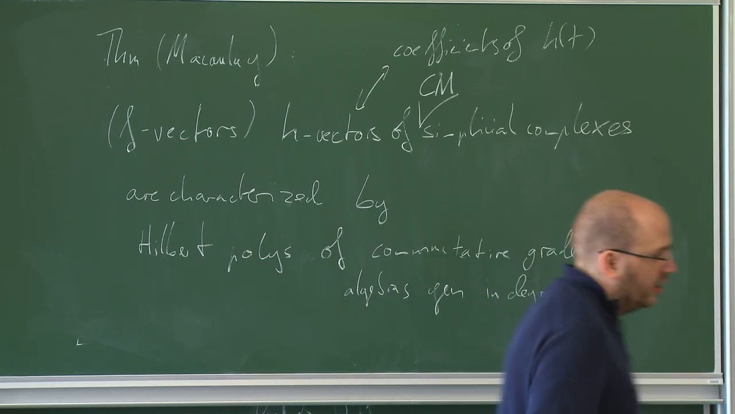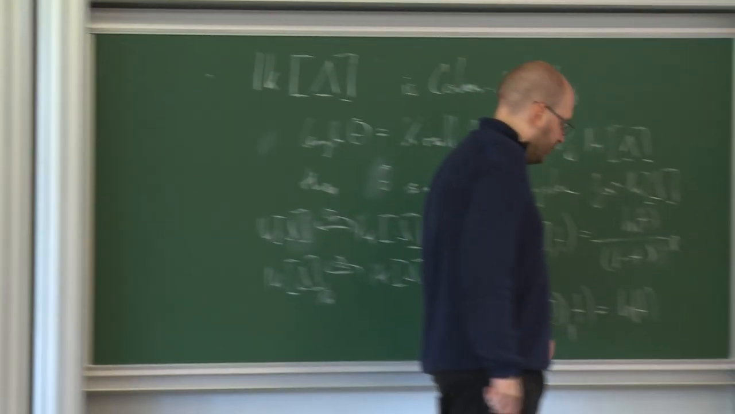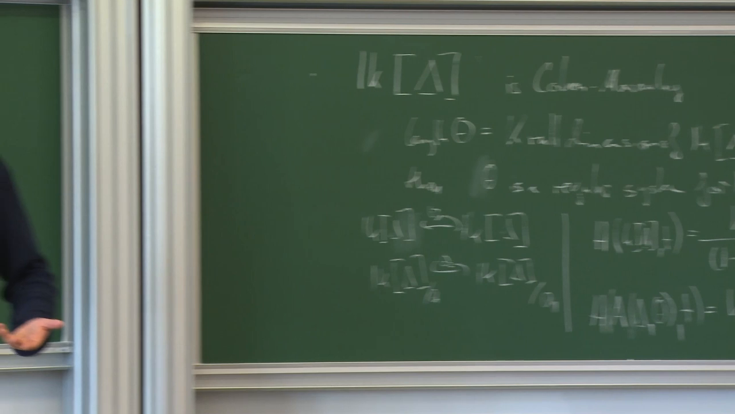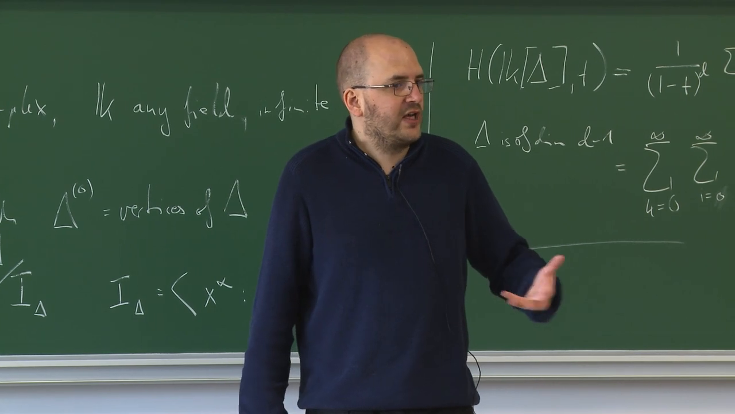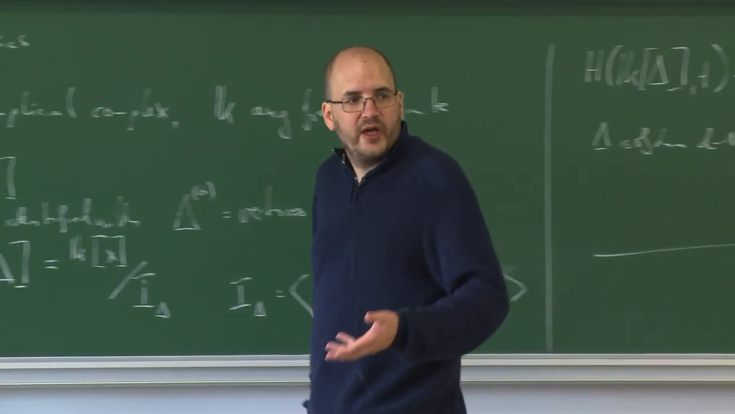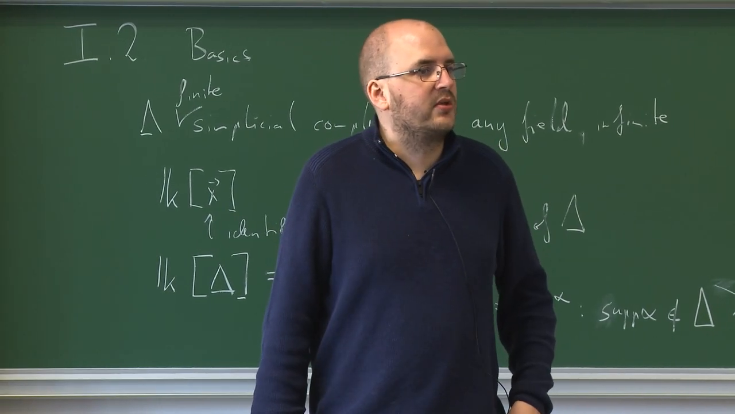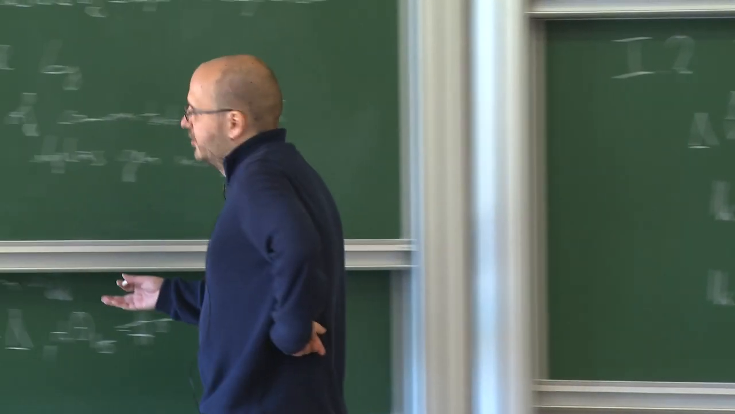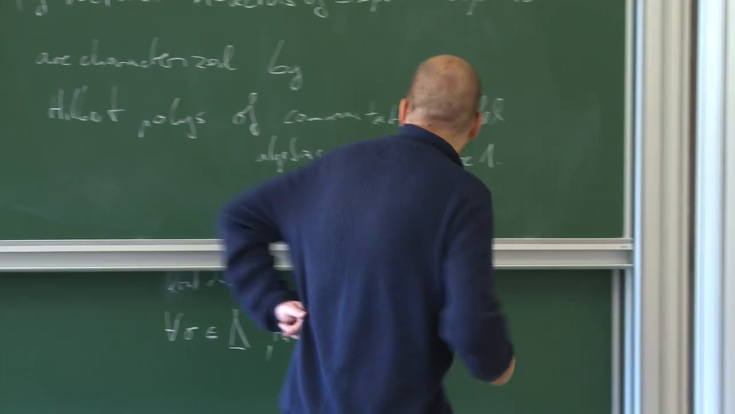I mean, one direction we already saw, because the Hilbert series is such a polynomial, clearly it has to satisfy this. The non-trivial direction is that for every vector that I get this way, I can construct a simplicial complex that is Cohen-Macaulay and has this as its H polynomial. If it's infinite, yes, you're right, but anyway, we set finite for now. For now, everything is finite.